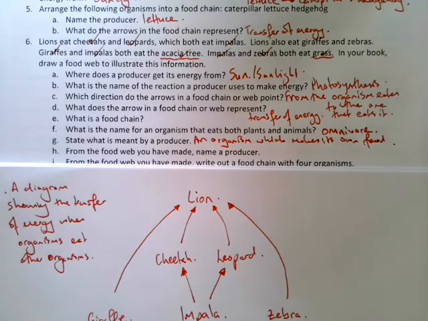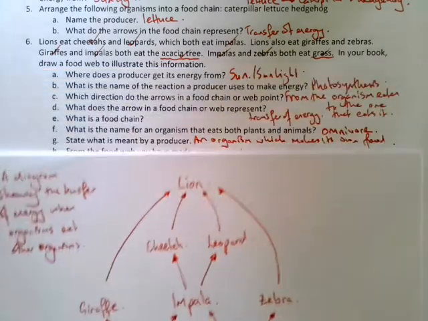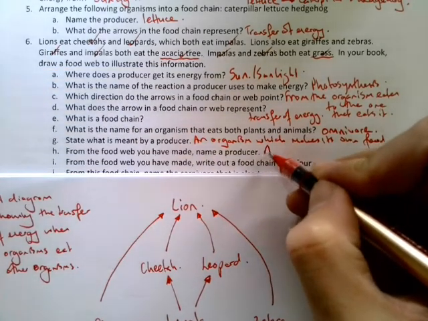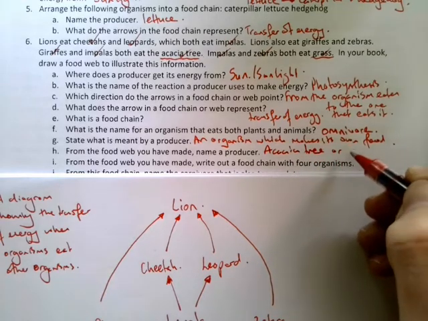From the food web you have made, name a producer. Okay, so looking at my food web, my producers are these ones right down here at the start. So I could have the acacia tree, or grass would be fine.